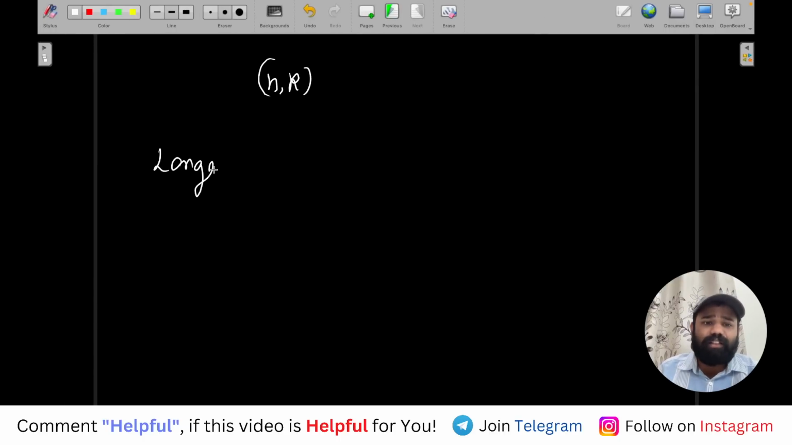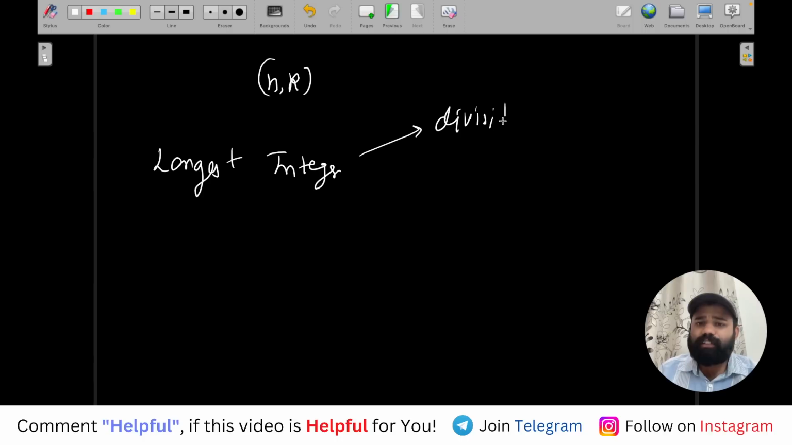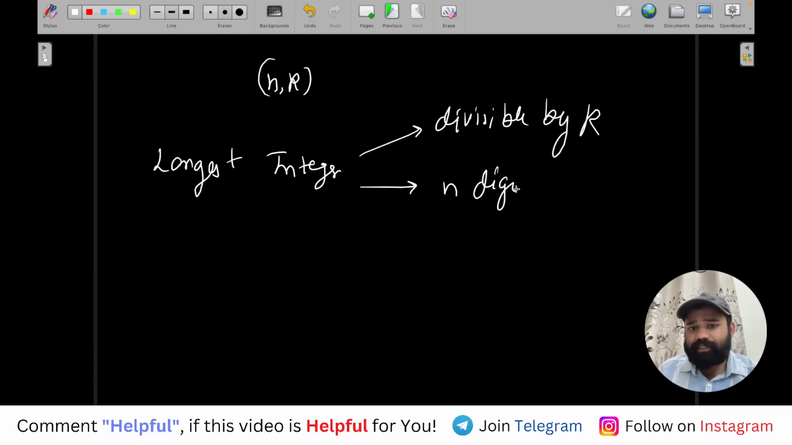See, so what you are given with, two values n and k. Okay. Now what you do is you have to find the largest integer such that it is divisible by k. क्यों k से divisible हो. Secondly, it should have n digits. Okay. And thirdly, it should be a palindrome.